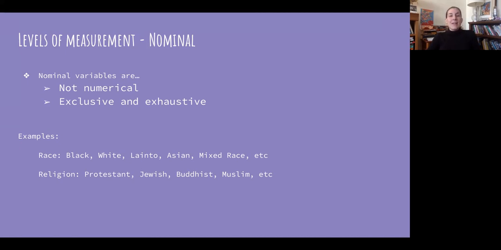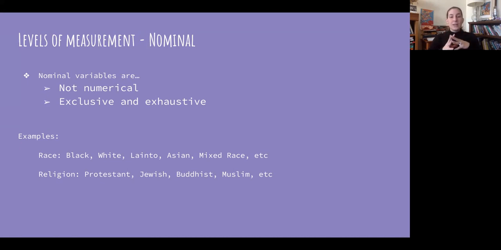The first level of measurement is nominal, okay? Nominal variables are usually non-numerical, and they're the type of variables that are exclusive and exhaustive. If you were to visualize how you could map out the answers to nominal variables, it would be something like a multiple choice question where there's only one option that you're going to be able to fill out.